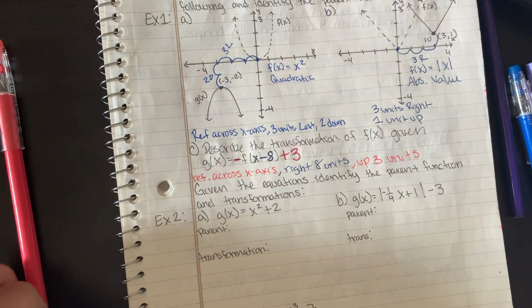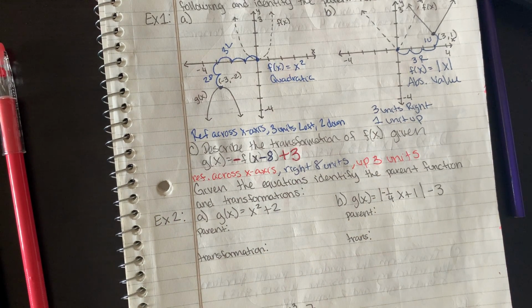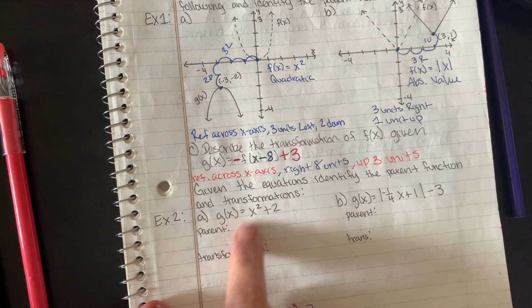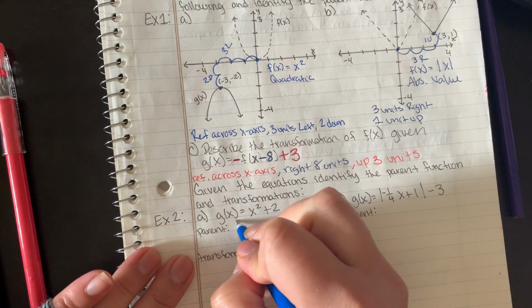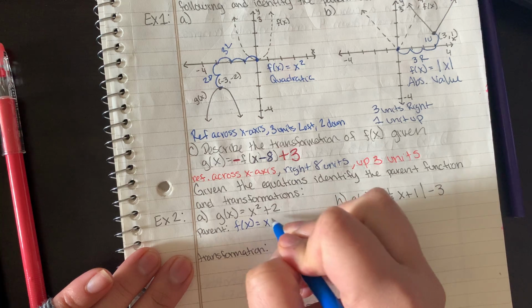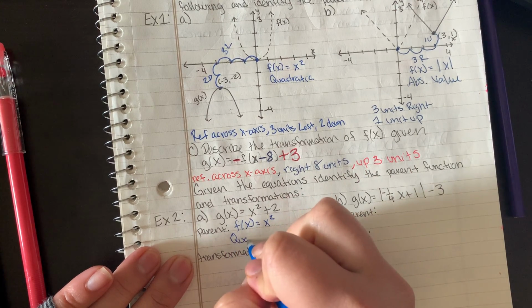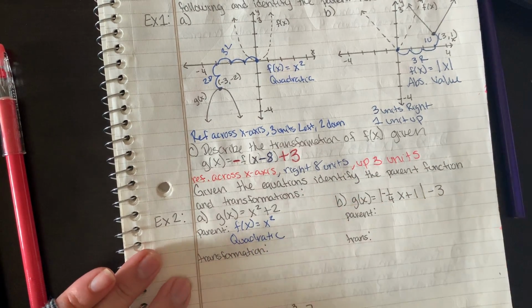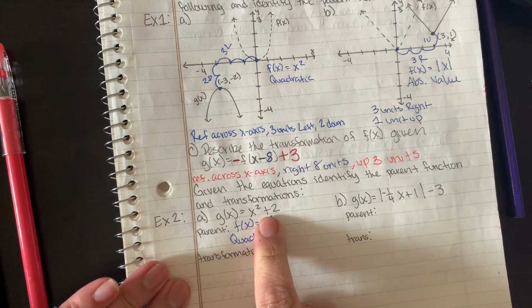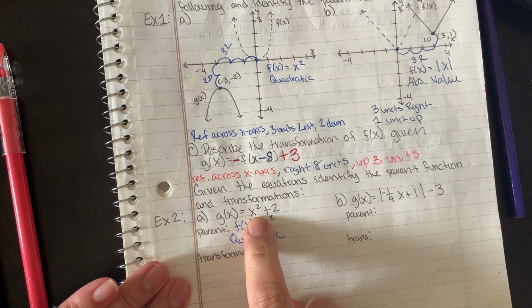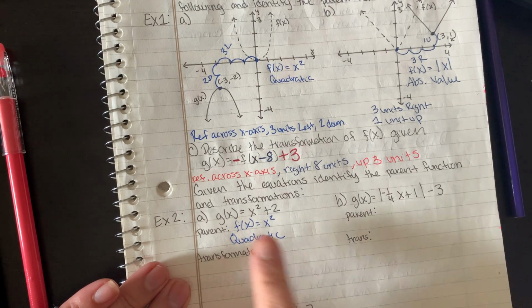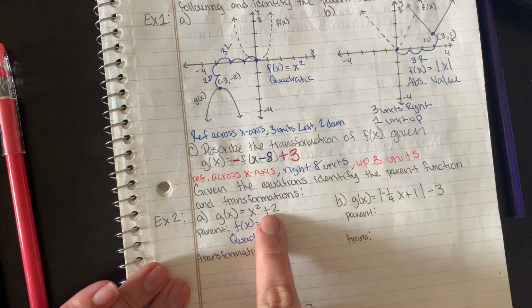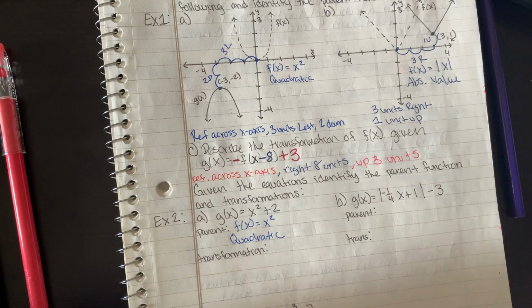Now, example 2. Given the equations, identify the parent function and transformations. So the parent function I can see inside here because I see a squared. My parent function is f of x equals x squared, which is quadratic. And then my transformation is just a +2. I don't see an inside, right? There's no parentheses in here for me to say, hey, that's on the inside. So that means that this +2 is on the outside, right? Because there's no parentheses, it's just out in the open.